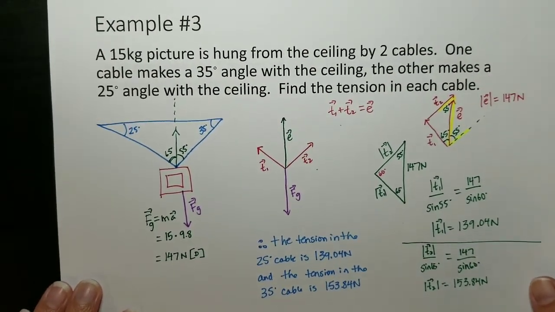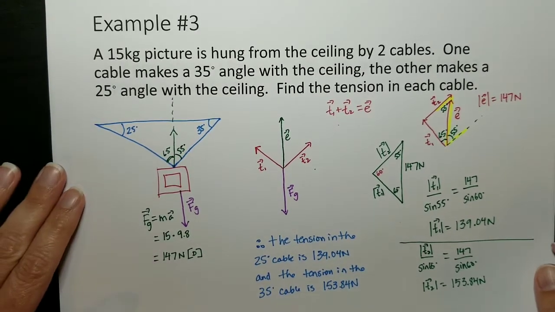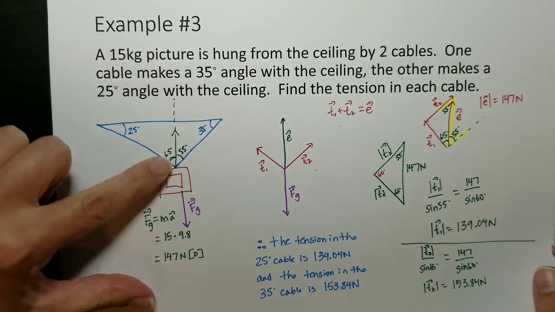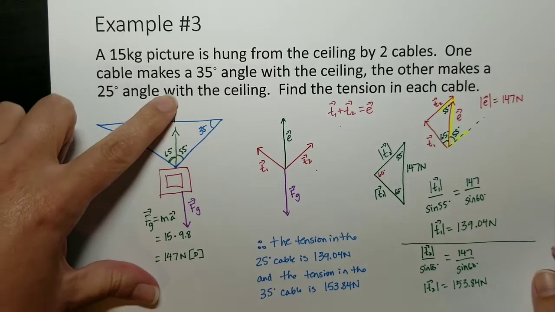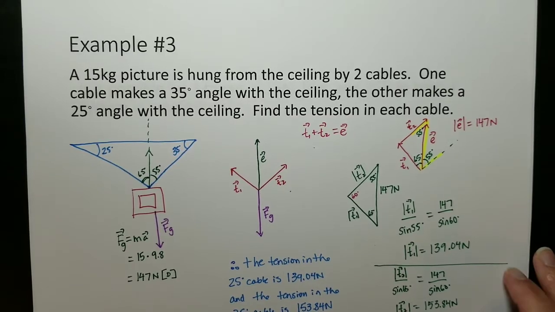So that tends to be one of the trickiest ones, and it's mostly the setup. These are all fairly similar. You find the gravity, create an equilibrium, and draw your triangle. Finding the angles tends to be the trickiest part in this type.